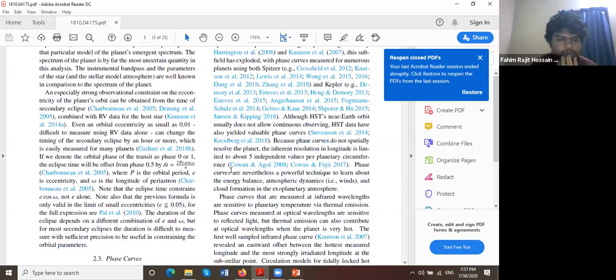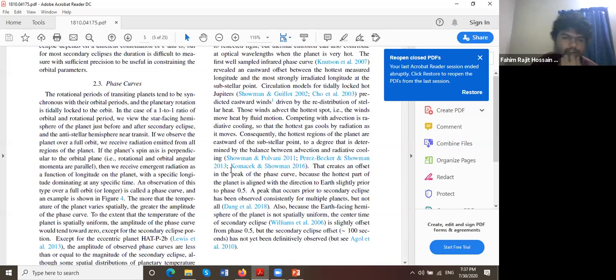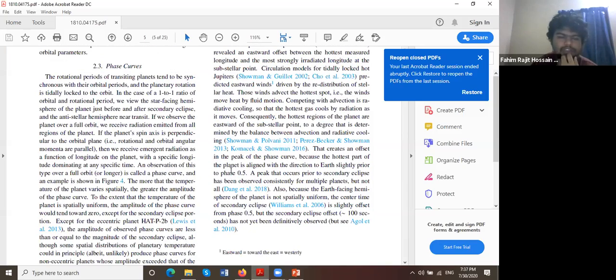So next we'll move on to phase curves. Phase curves are such that if the planet is just above, or in your line of sight of the star, the phase is taken to be 0, and if the secondary eclipse happens, it is taken to be 1 maybe.